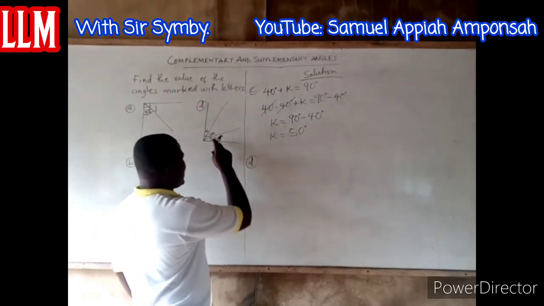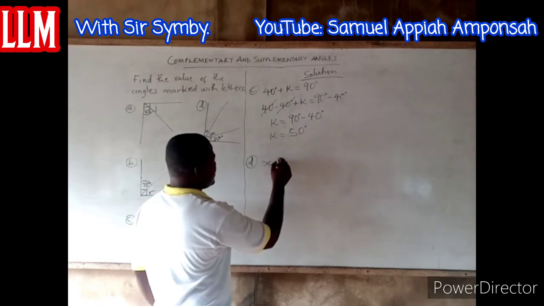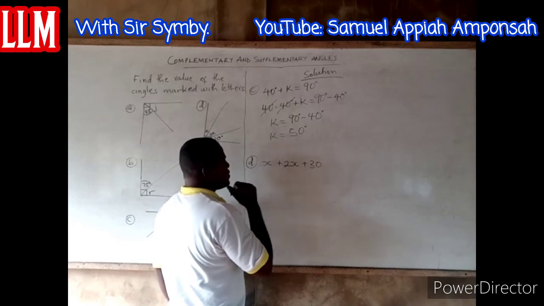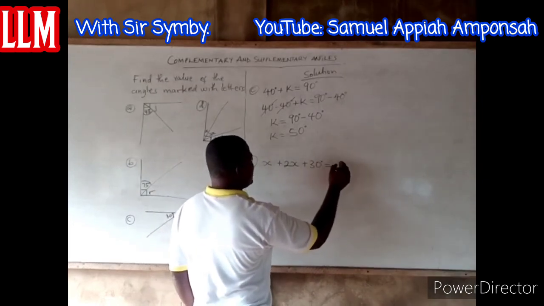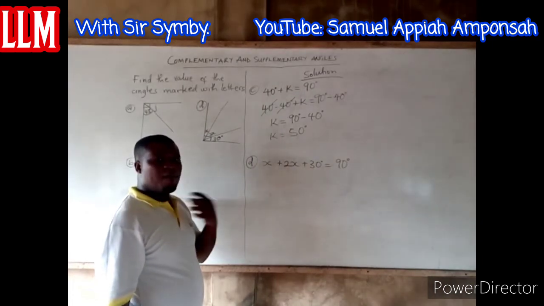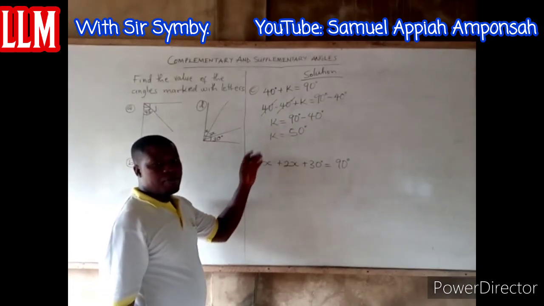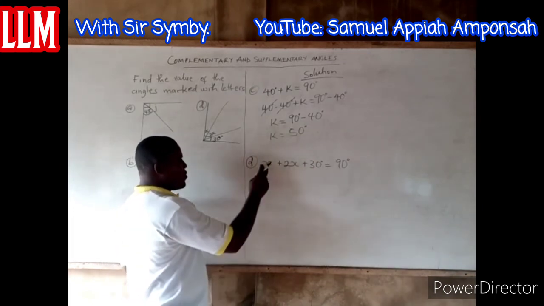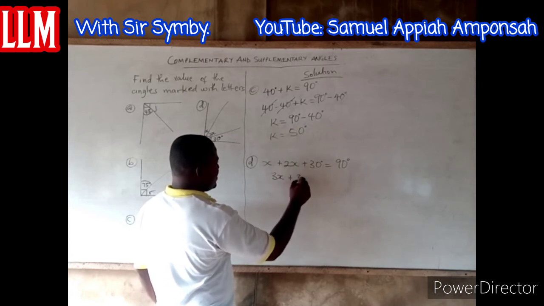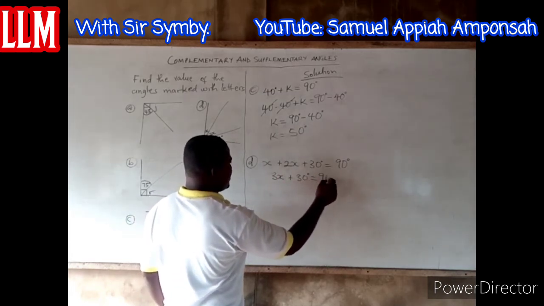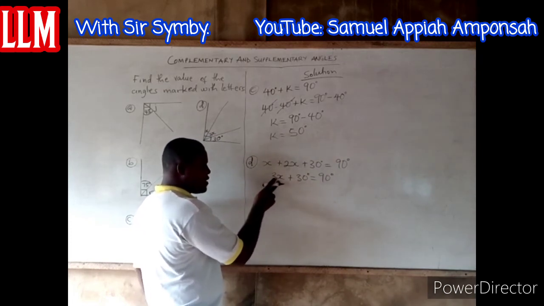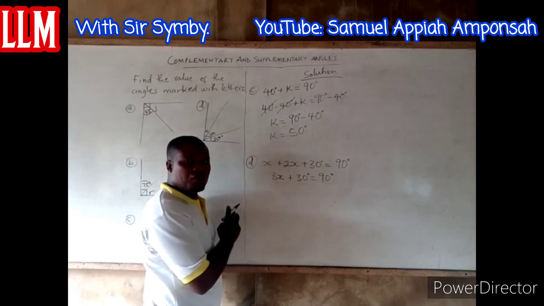Now, we have three angles here. x plus 2x plus 30 degrees should give us 90 degrees. We are going by the same method. Now, x plus 2x can give us 3x plus 30 degrees is equal to 90 degrees. But we must neutralize this 30, leaving 3x at one side of the equal sign.